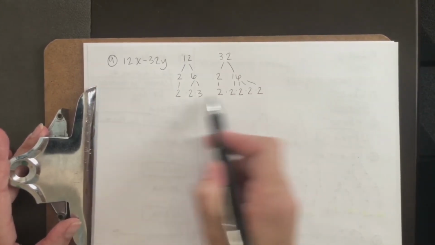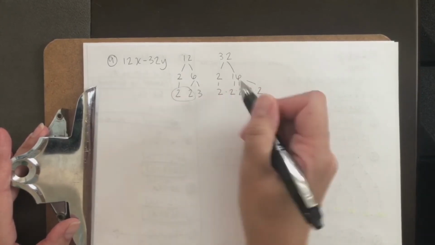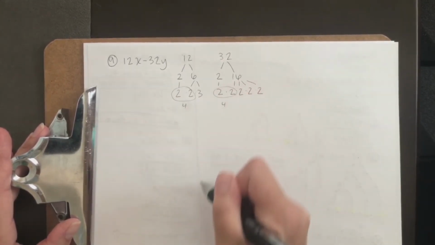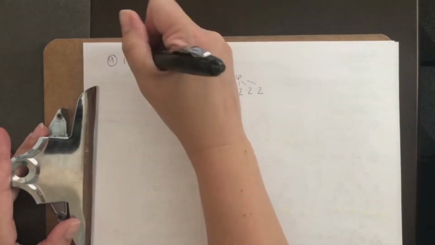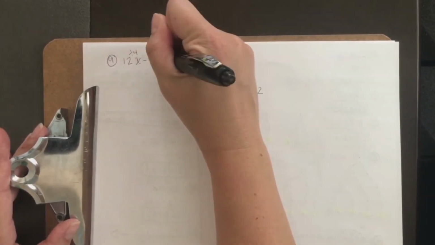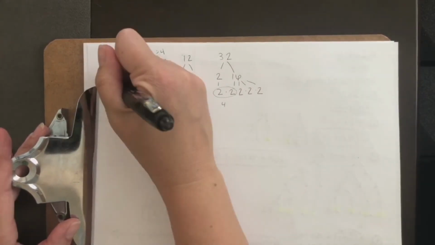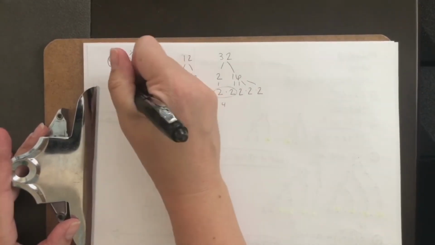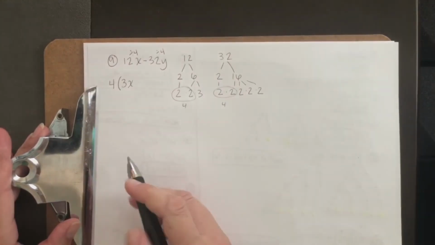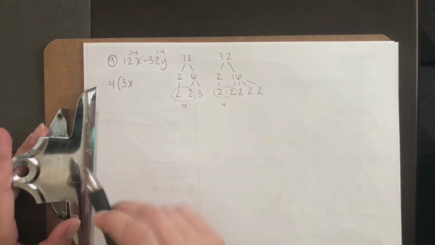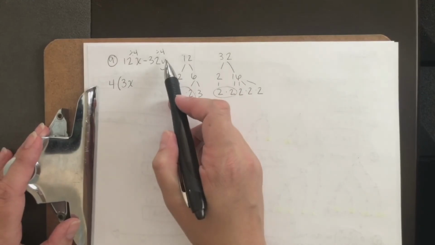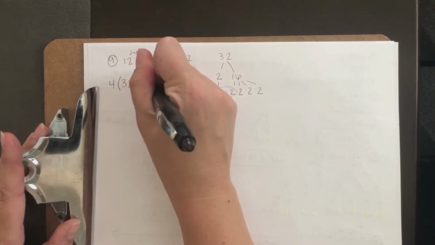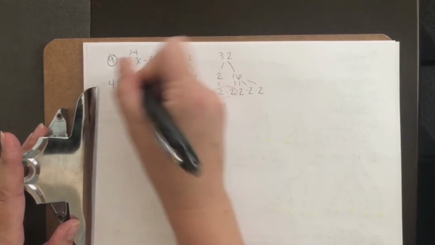So what we have in common here looks like 2 2's. So that's 4. So I can pull out a 4, divide by 4, divide by 4. 4 parentheses, 12 divided by 4 is 3, so I have 3x, 32 divided by 4, that's 8. 8 times 4 is 32, so minus 8y.